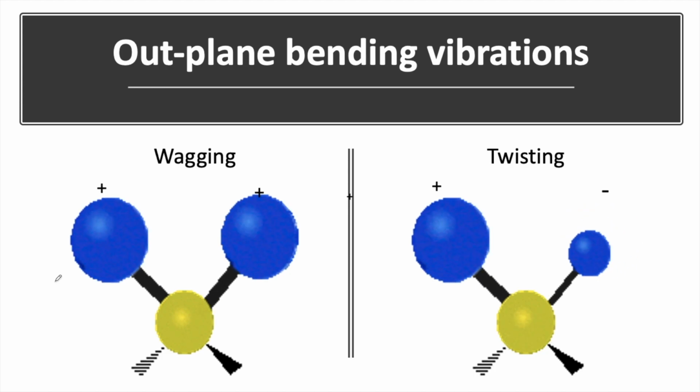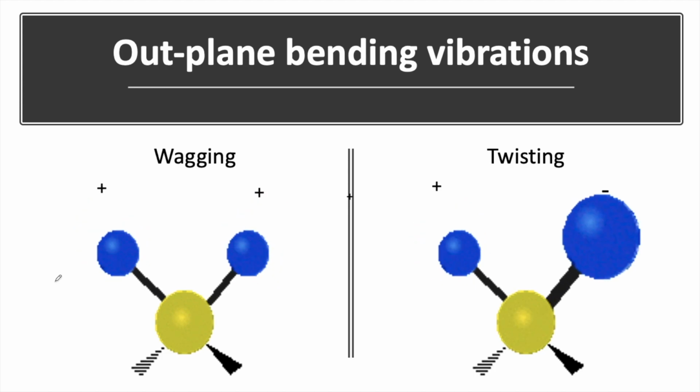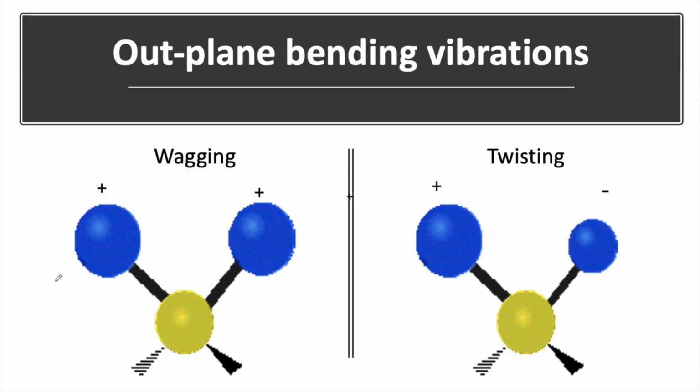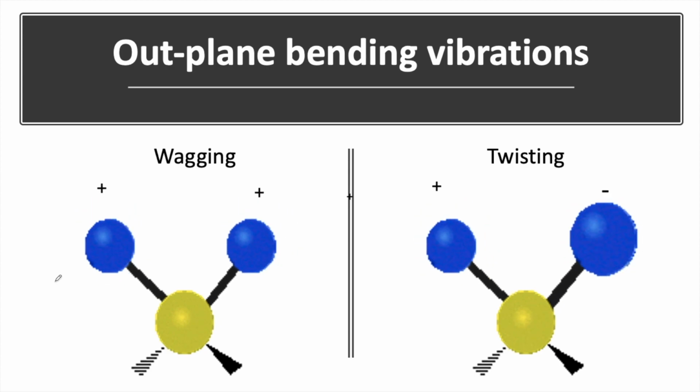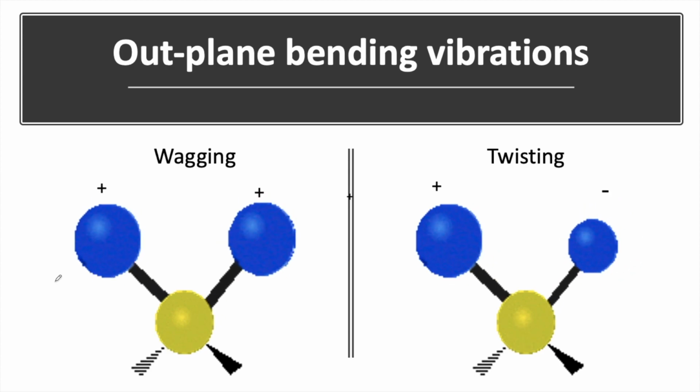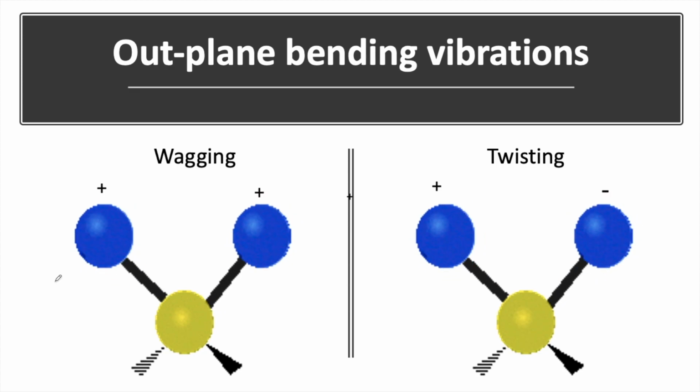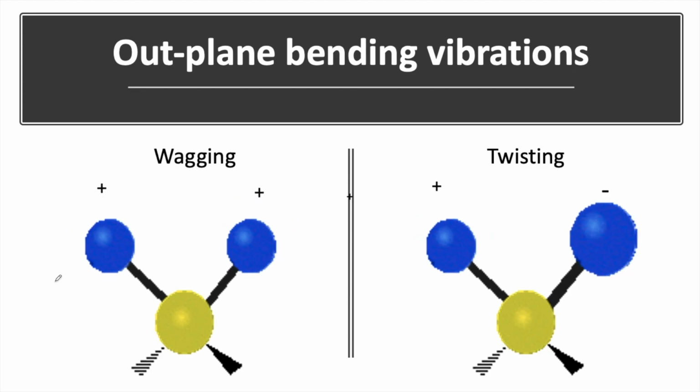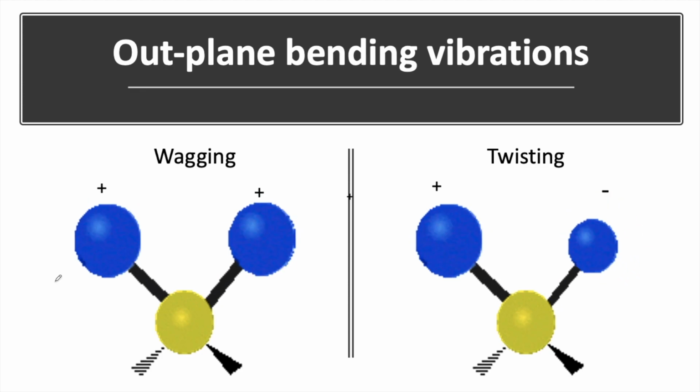Out-of-plane bending vibrations. As the name denotes, in these vibrations, both the atoms are going to vibrate out of plane with respect to the central atom. These vibrations are of two types, wagging and twisting.